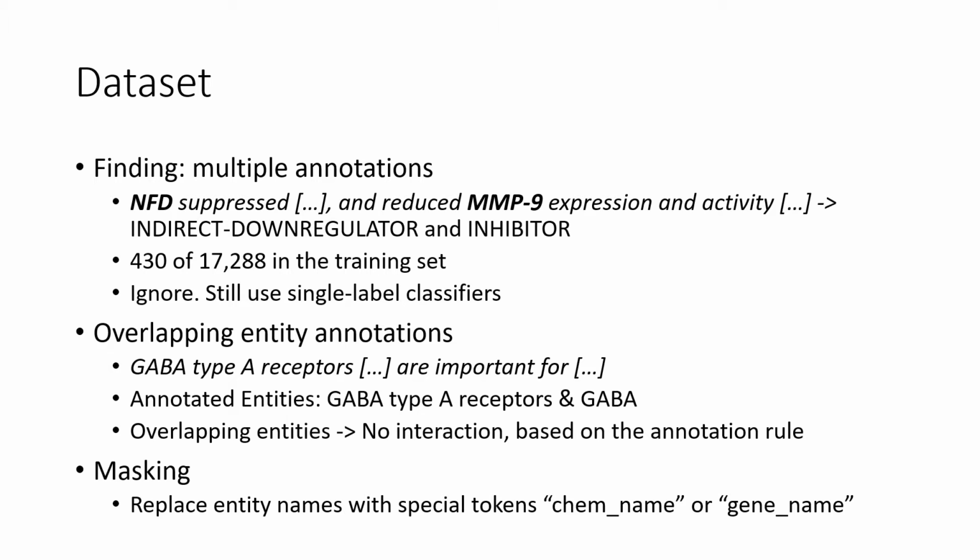We also found overlapping entity annotations. For example, in this sentence, two entities are annotated, GABA type A receptors and GABA. Based on the annotation rule, we let all of them have a false label. When processing the dataset, we mask entity names with two special tokens, chem name and gene name.